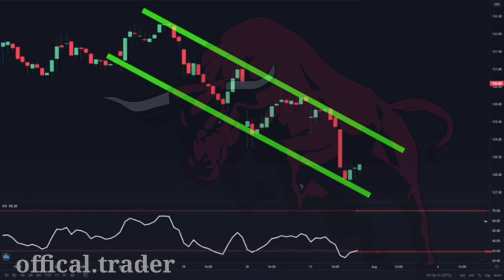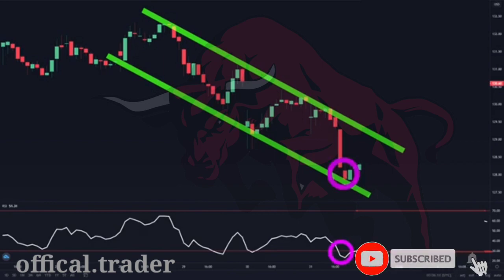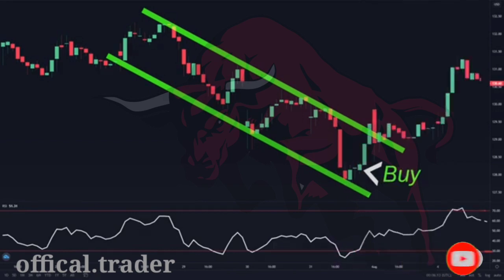So now, the price is back at the lower trend line after it rejected multiple times. And we can also see a strong price rejection while the RSI is at the oversold levels. So this could be a good buying opportunity.